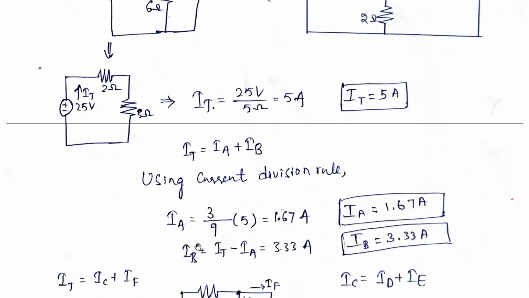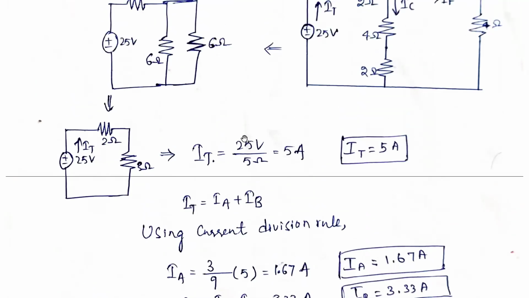Similarly, IB. For IB, there is no need to use the current division rule. Here itself we can easily find it, because IT is equal to IA plus IB. So IB is equal to IT minus IA. IT is 5 minus 1.67, which is 3.33 amperes. Like that you can find it, or otherwise you can also find it by using the current division rule.